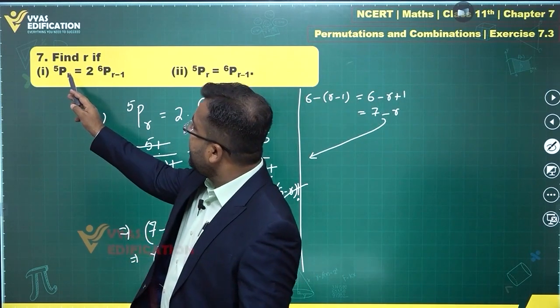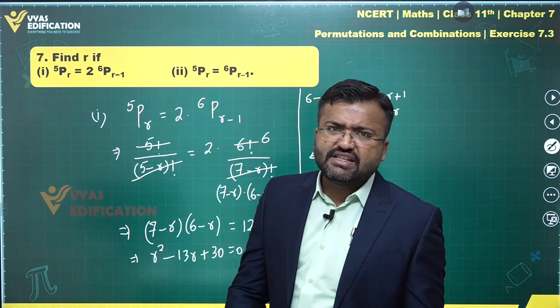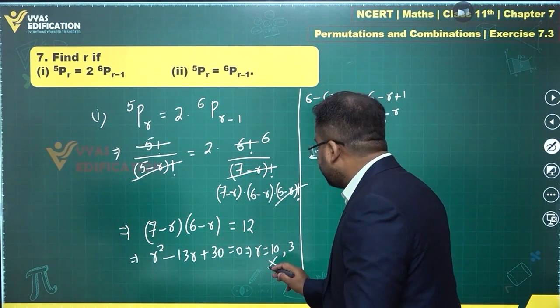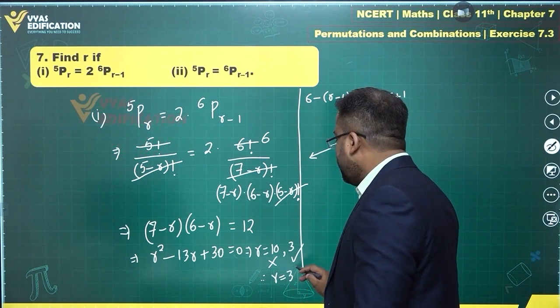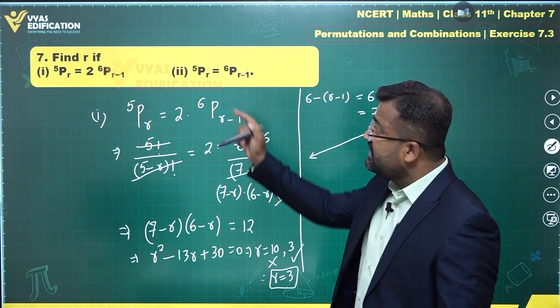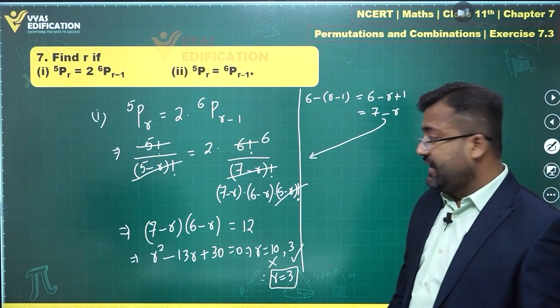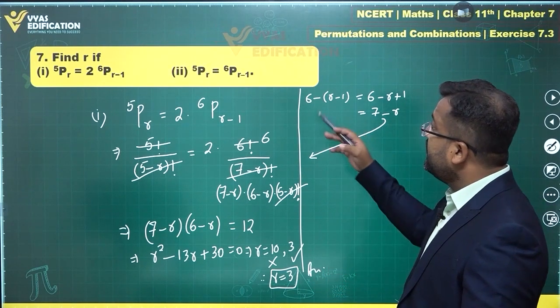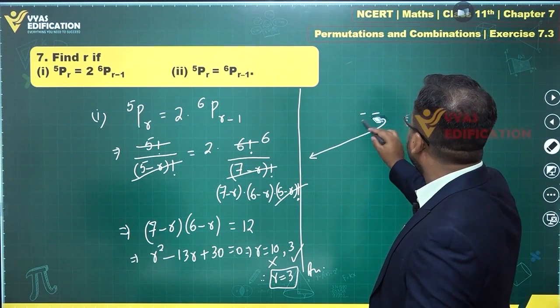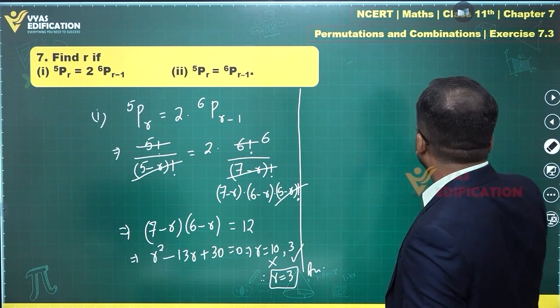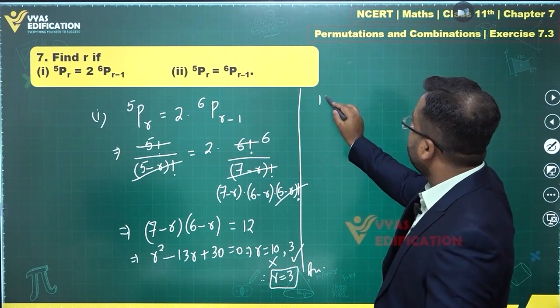Now for this 5PR to be defined, R should be less than or equal to 5. So 10 will not be acceptable. R equals 3 is acceptable. Therefore, the final answer for the first part is R equals 3. That's the final answer for the first part, as you can see. Okay, what about the next part? Let's solve the next part after this. We are done with this one. Let's solve the second part over here.